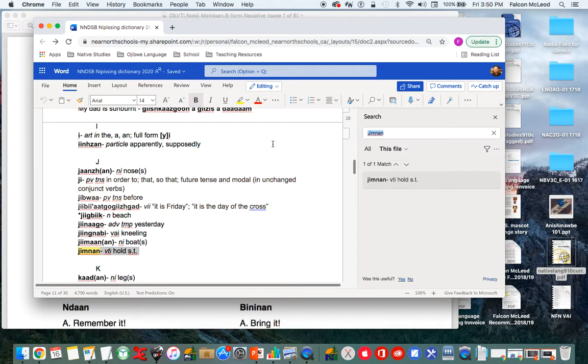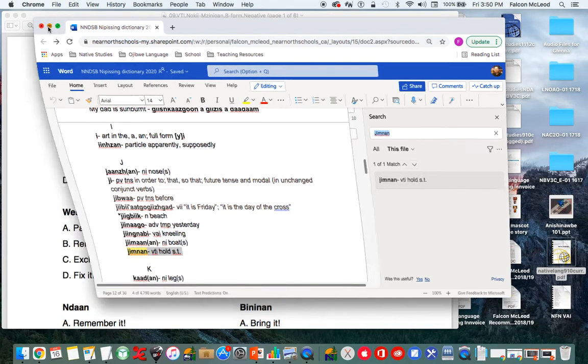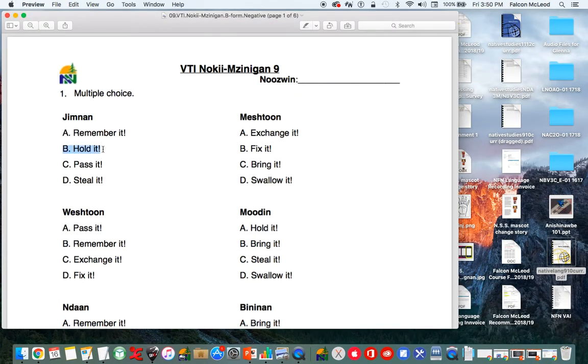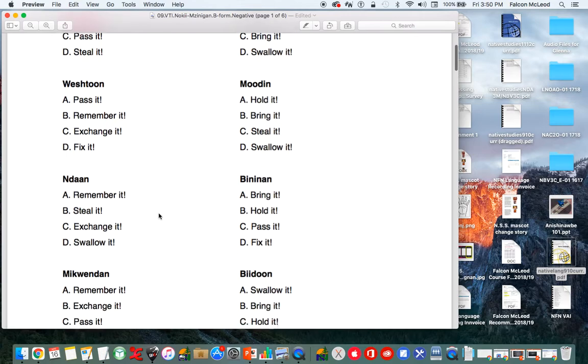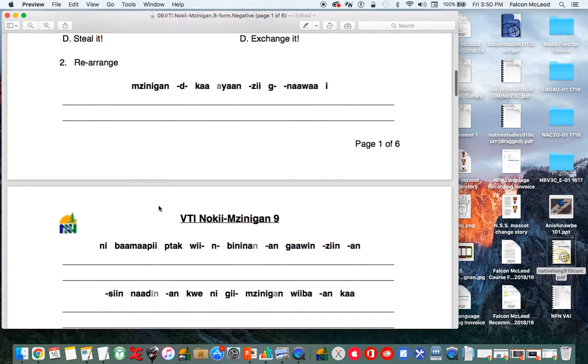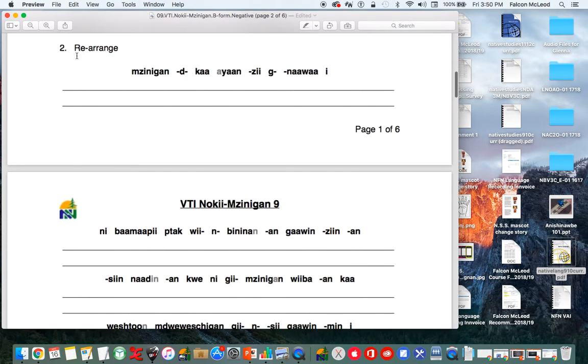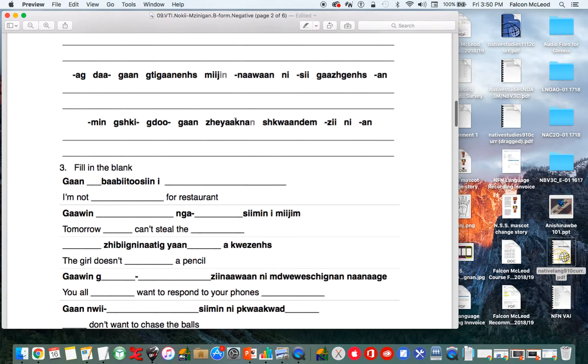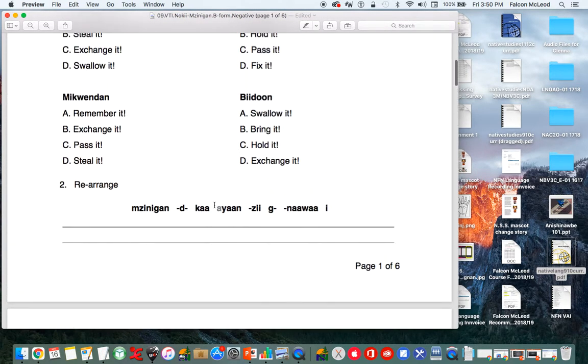So jimnan means hold something or hold it. So that's B here. All right, pretty self-explanatory. I'll let you guys handle the rest. So now we have to rearrange these. I think these are rearrange and translate. That's why there's two lines here.